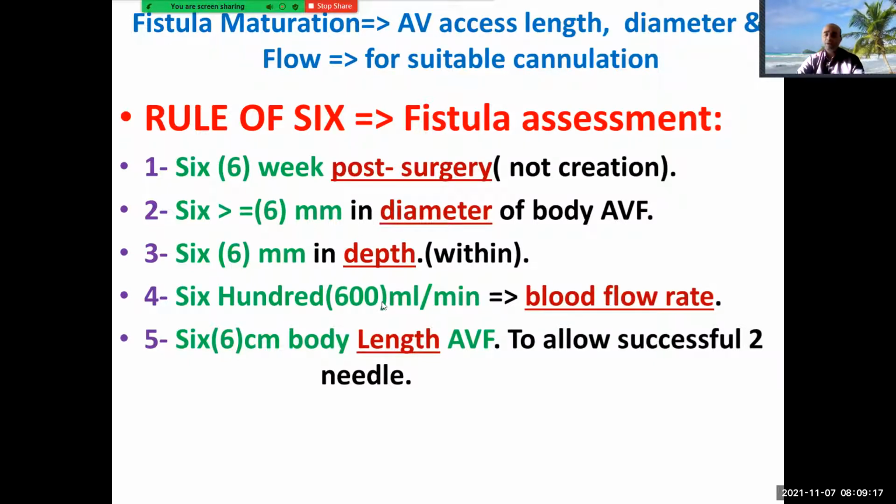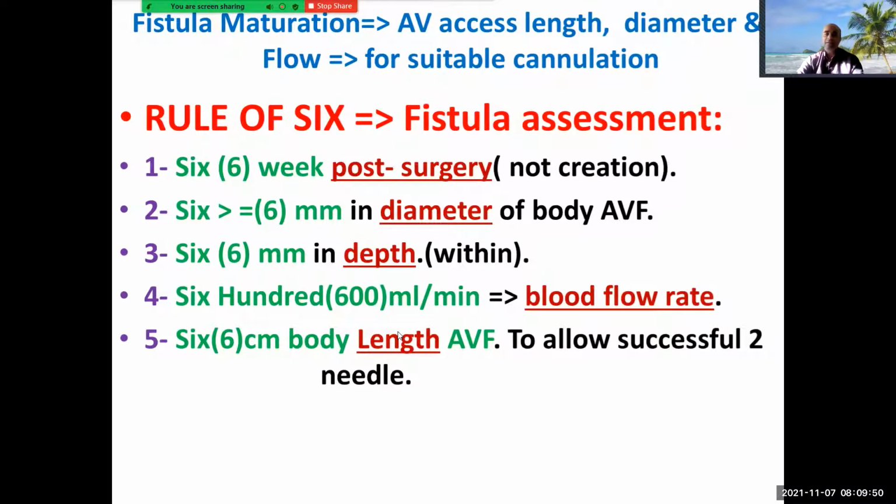When you check the blood flow by Doppler ultrasound, it should be 600 ml per minute, and the length of the body of the fistula 6 centimeter. 6 weeks post-surgery, 6 millimeter in diameter, 6 millimeter in depth, 6 centimeter in length, 600 ml per minute blood flow. I hope that's clear. Time 6 weeks, diameter 6 millimeter, depth 6 millimeter, length 6 centimeter, not millimeters.